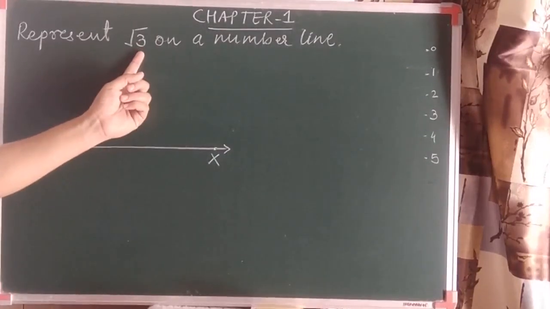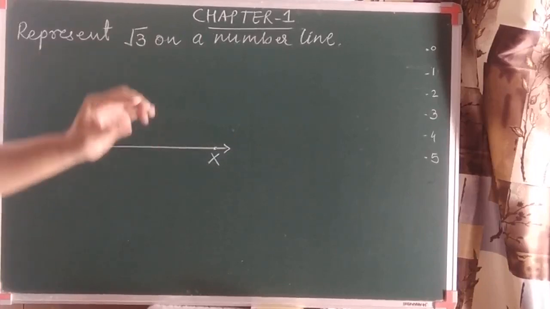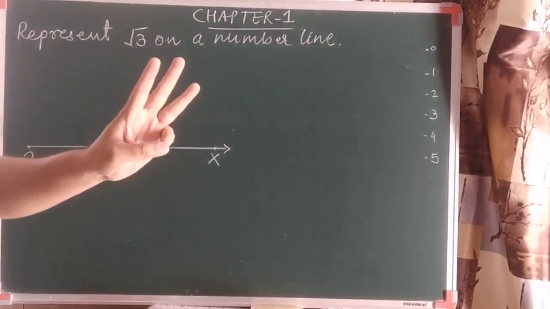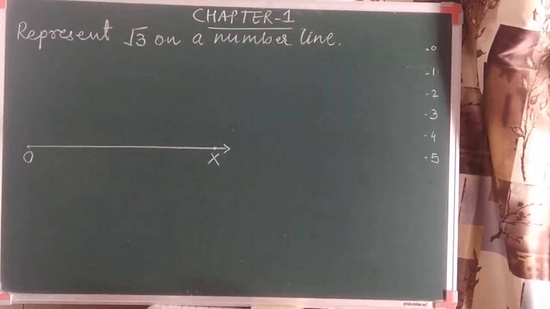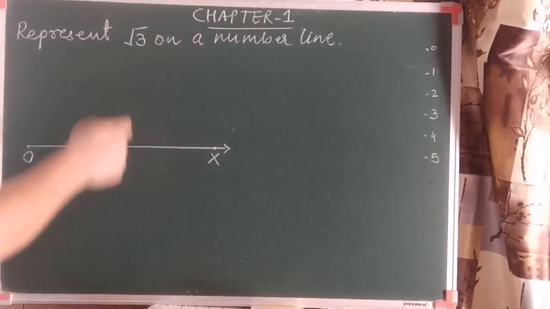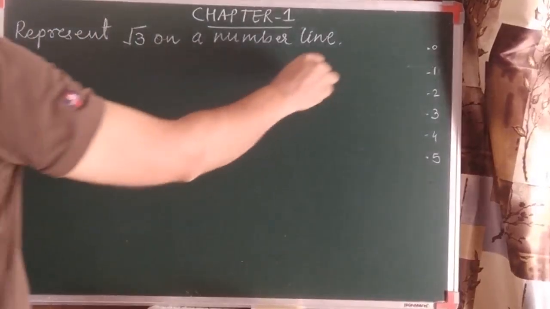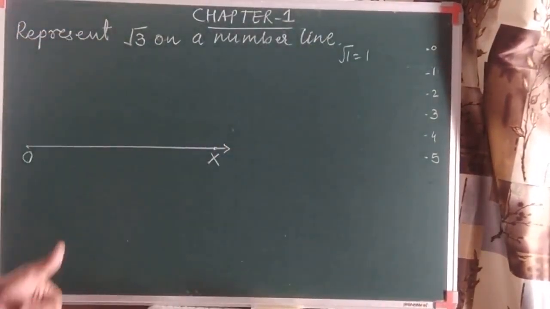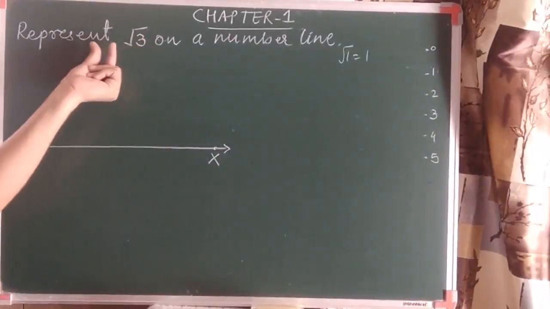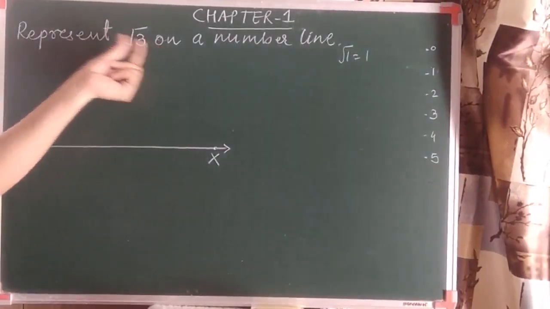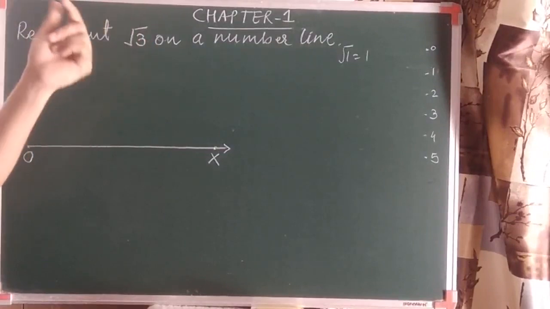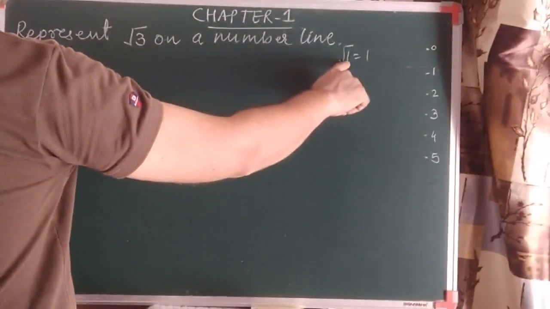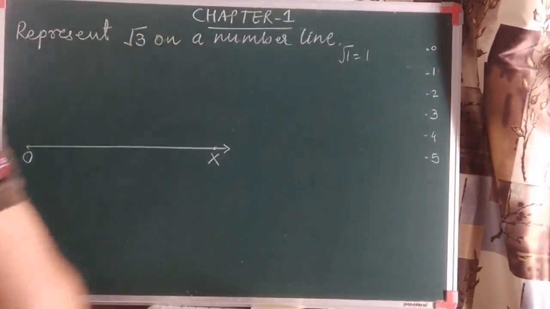Which irrational number do you have to represent? Root 3. So forget the root. The number is 3. Before 3 you have 2, and you have 1. If we go to the previous numbers one by one, we obtain root 2, which is irrational, and then root 1, which is rational. What is the value of root 1? It is 1 itself.